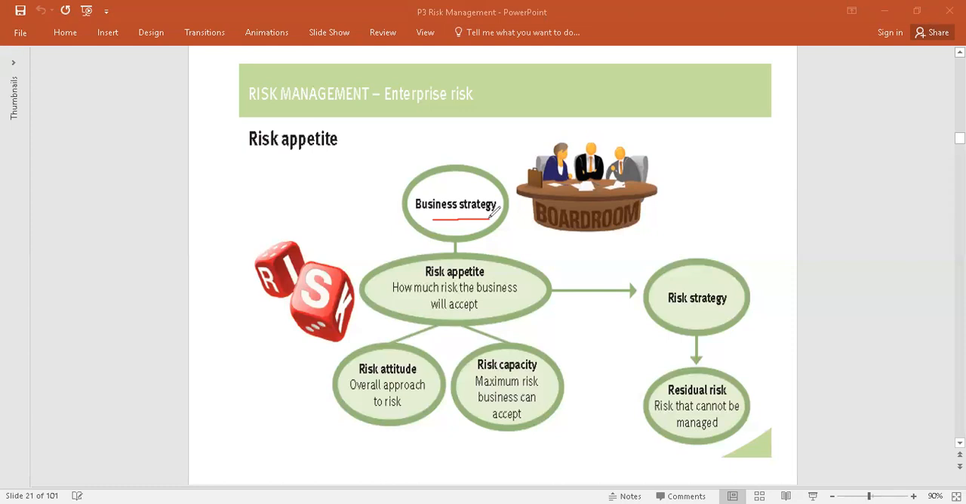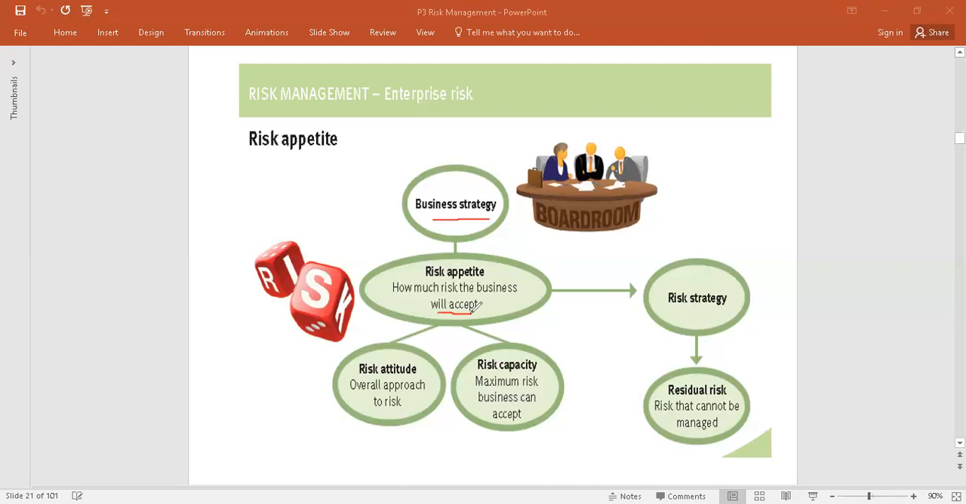When deciding the plan, they also take into account what the appetite is. Appetite talks about to what extent they will be able to accept the risk. So the key point here is how much risk the business will accept. Why are we even thinking about that?